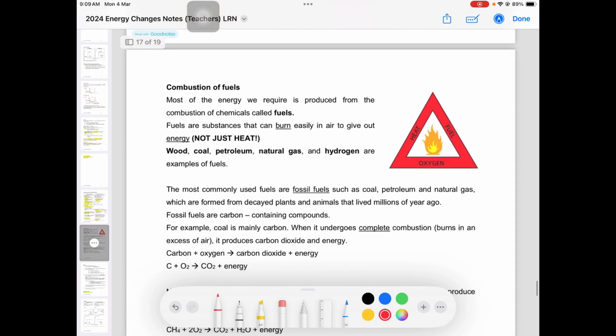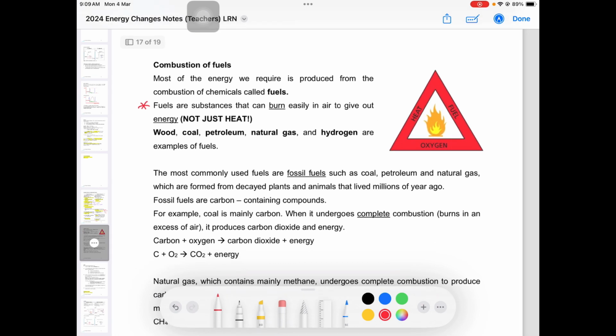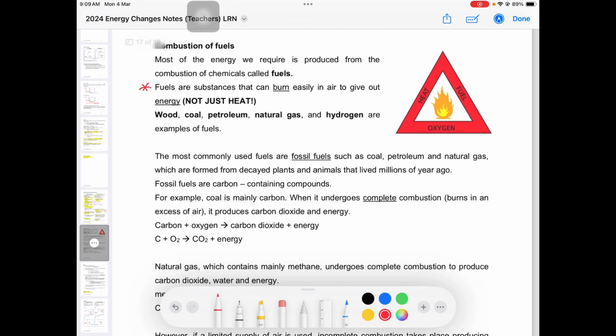The next part I'll just go through very quickly because we will be looking at combustion reactions under organic chem a lot more in detail. But just to let you know what you need to know for this particular topic. Number 1, what are fuels? Those are substances that can burn easily in air to give out energy. So it's not just heat energy. And some examples here of common fuels that we use.